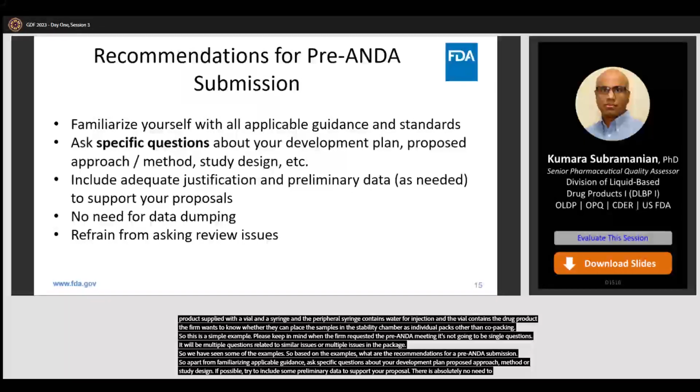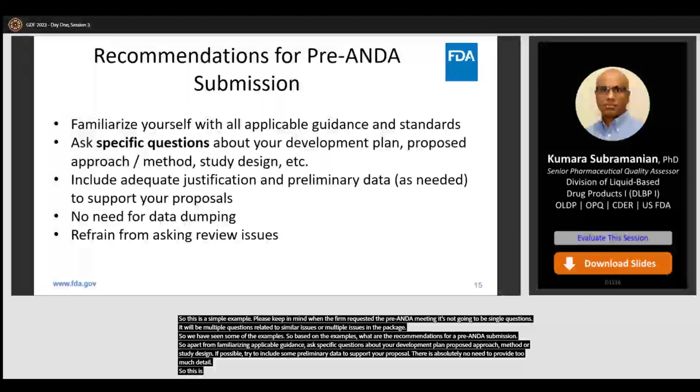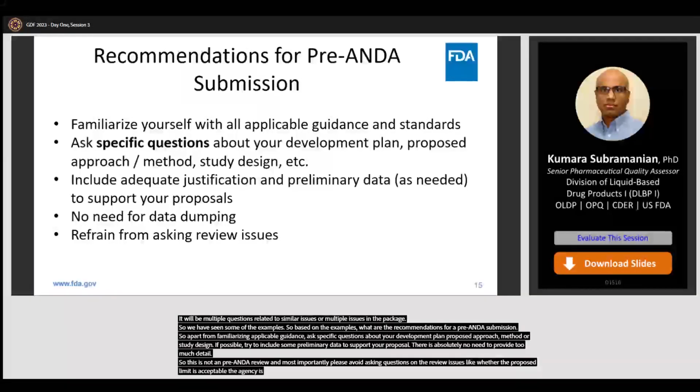So this is not an ANDA review. And most importantly, please avoid asking questions on review issues, like whether the proposed assay limit is acceptable. The agency is not going to provide any definitive answer on review issues.